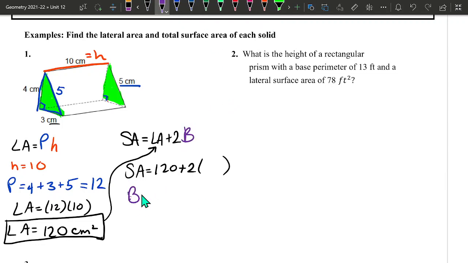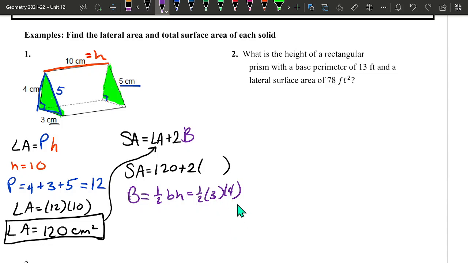So I need to know what B is, the area of the base. This formula depends on the shape of the base. I have a triangle, so that's 1/2 base times height. So it's 1/2 of 3 times 4. This height is not the same as the height of the prism. Once we're at the area of the base, we're only looking at that triangle. Base and height are perpendicular to each other, so it doesn't matter which one's which, 3 and 4.